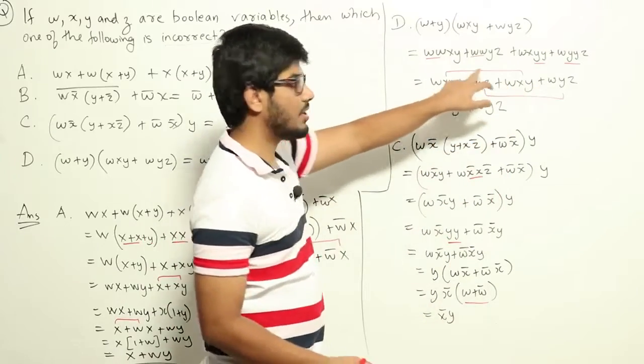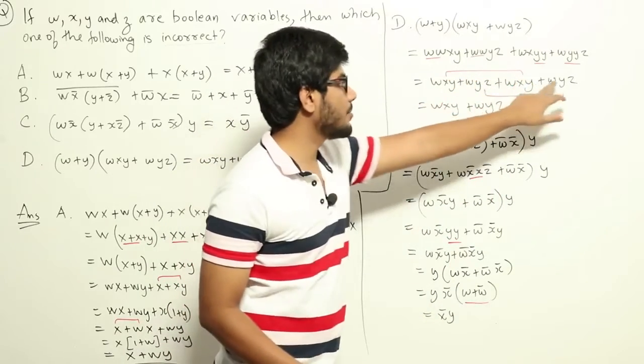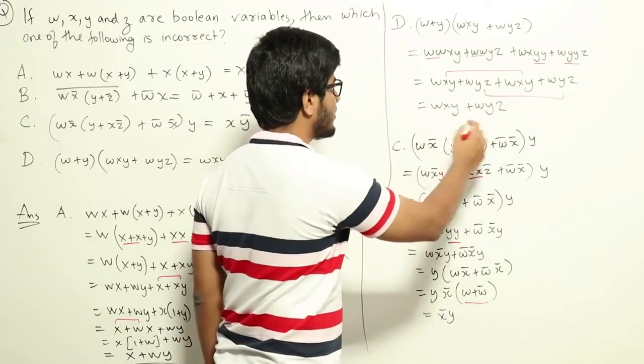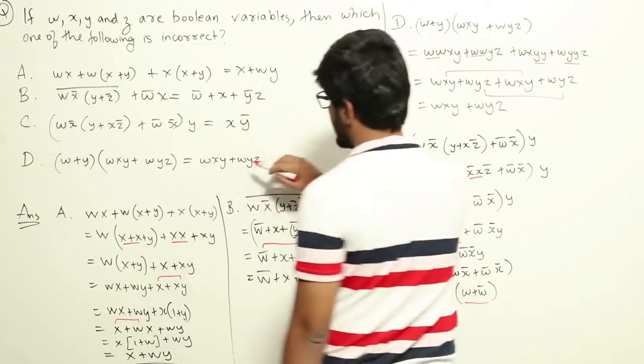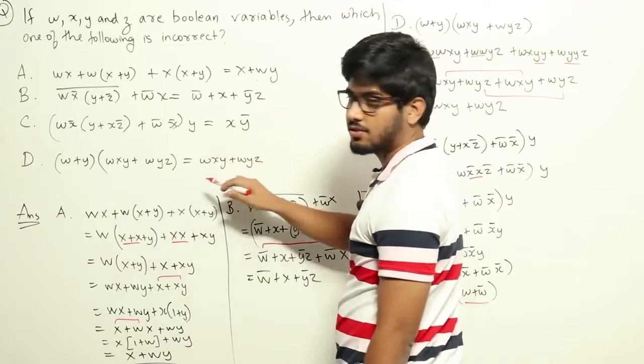So if you see here, wxy is coming twice, wyz is coming twice, so we only need to write it once. That is wxy plus wyz. That's the same thing given in RHS here. So D is also correct.